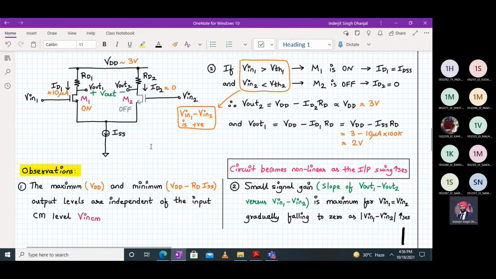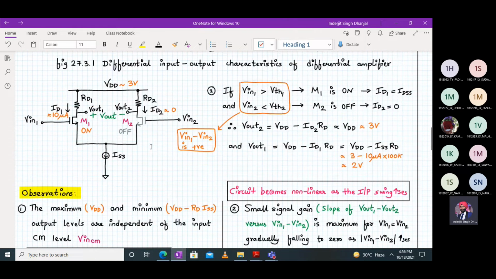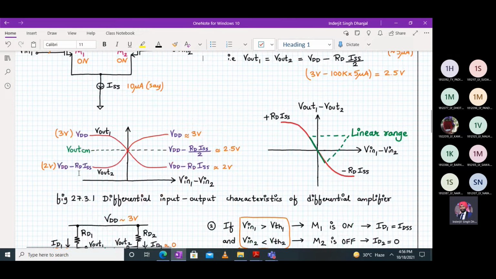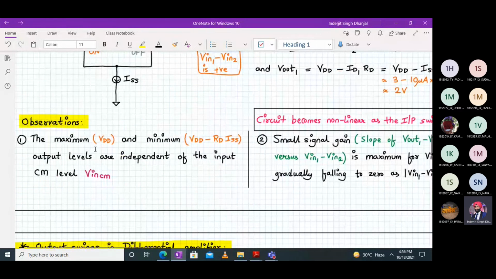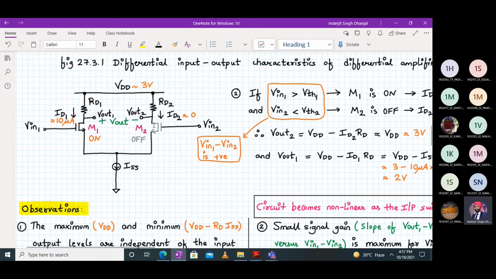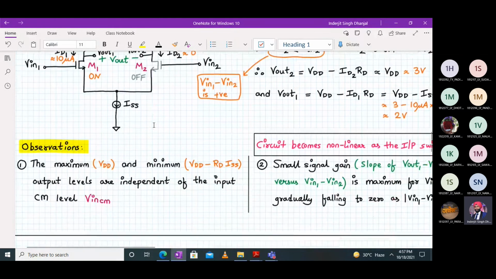So what is the maximum value of the output over here? VDD. And what's the minimum value? VDD minus ID into RD, that is VDD minus RD into ISS. Correct? So here we say my maximum output level is VDD and my minimum output level is VDD minus RD into ISS. And these are independent of the input common mode level. It does not matter what my input common mode level is, my output levels are independent of it. And that's the beauty of this differential amplifier or differential pair.